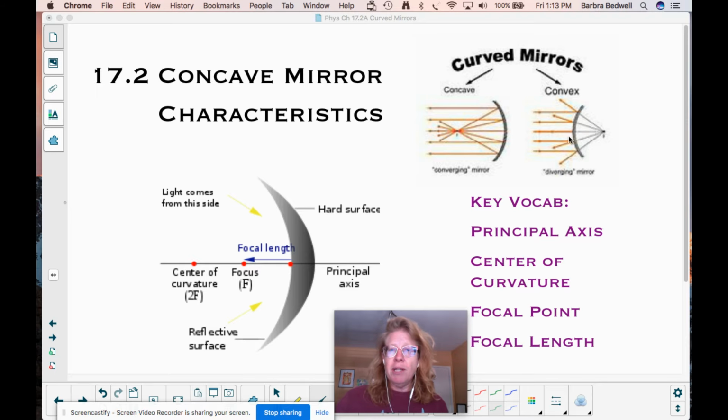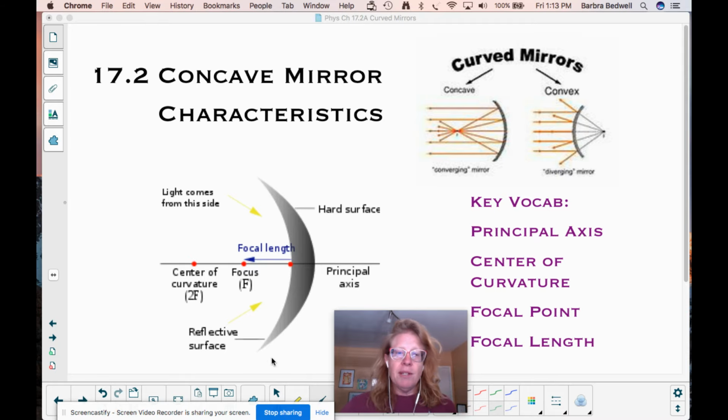I want to mention this as well because it becomes helpful as we get going: the concept of a concave mirror being a converging mirror and a convex mirror being a diverging mirror. These two things will help you understand how the rays work in a ray diagram. So, a converging and a diverging mirror. You'll see an example of what I mean in just a second.